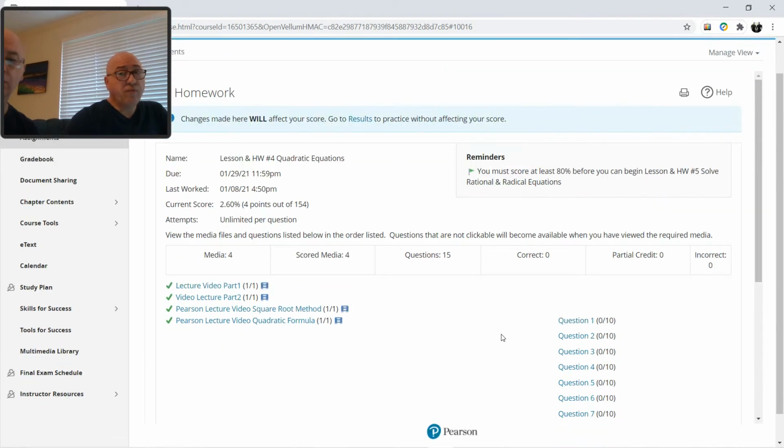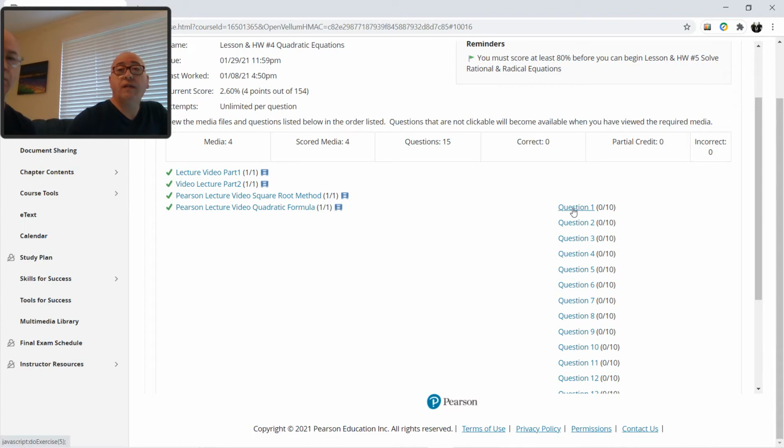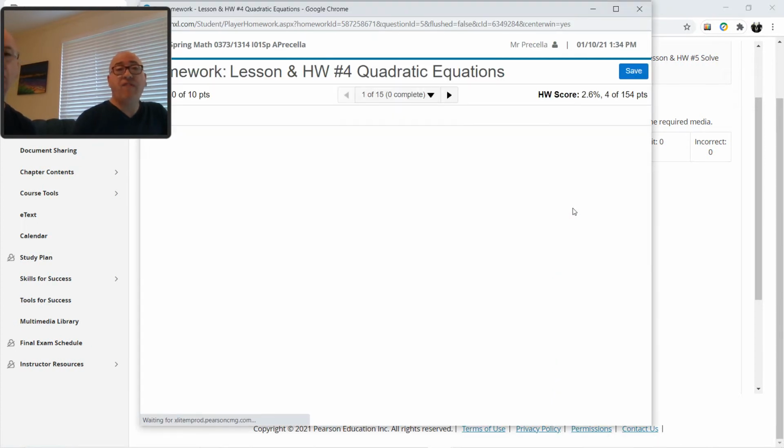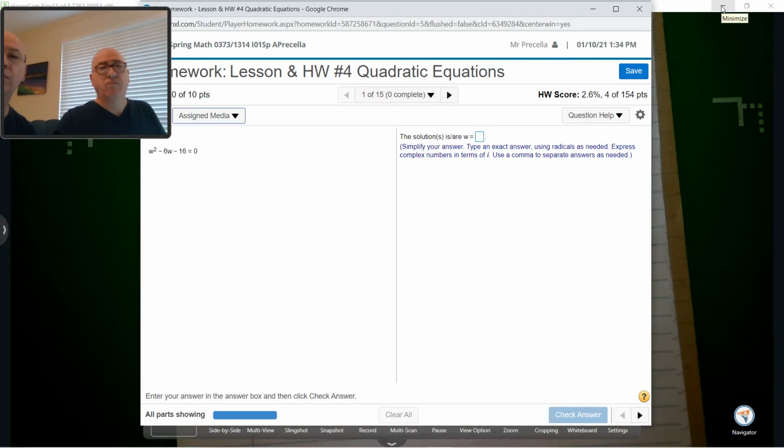The first three problems are just like in your last assignment. Solving equations by factoring. So let me see. It says solve. So here's number 1. W squared minus 6W minus 16 equals 0. And I want to change this so that we have the green background.